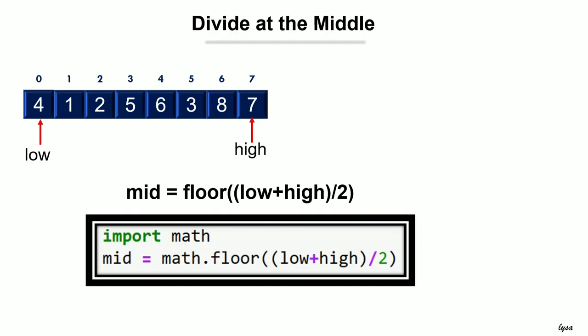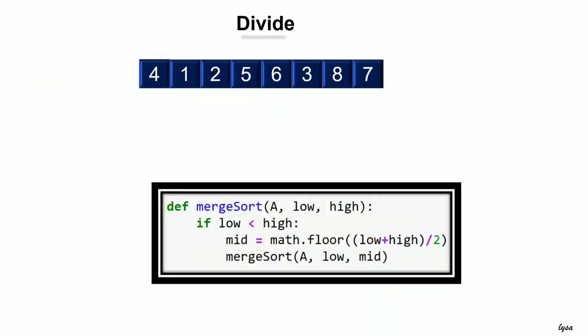So we import math and write math.floor with the formula. We find the mid value using math.floor and we get the answer as 3. So the mid value is now 3 because low is 0 and high is at 7. Let us divide the array into subarrays. Since we are using Python, we are not going to use arrays, but rather lists here.